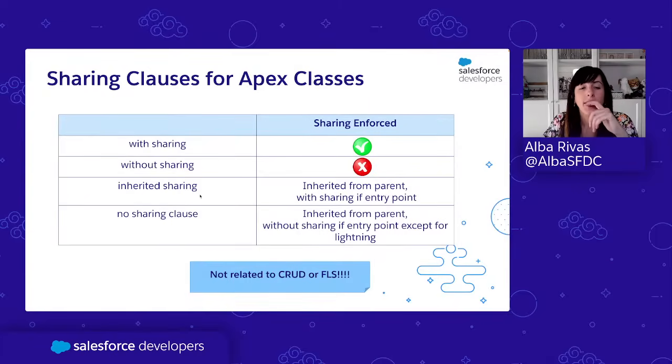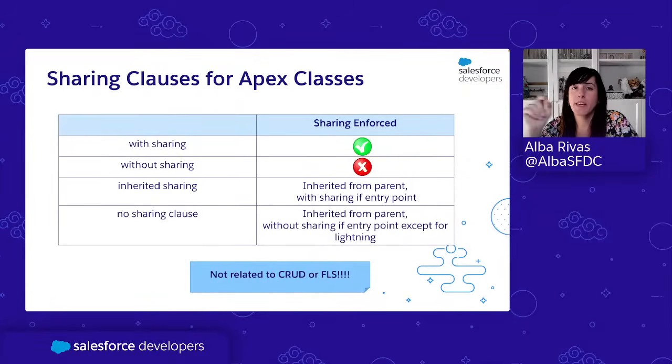We have an intermediate option, which is called inherited sharing. When you have inherited sharing in a class, it means that the sharing rules enforcement is going to be inherited from the caller class. So for instance, let's say that you have an Apex controller. That controller is with sharing. And from that Apex controller, you are calling another class, which is a selector to make queries on the database. And in that class, you are specifying inherited sharing.